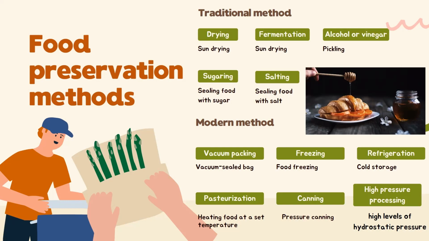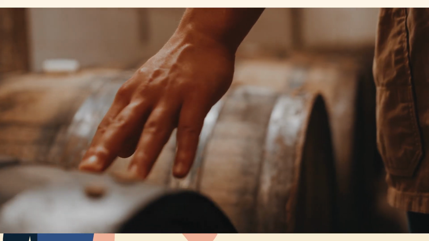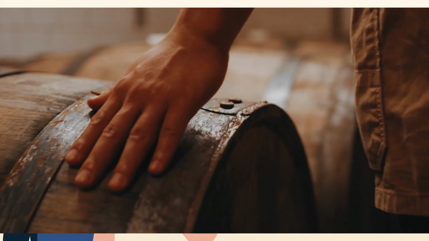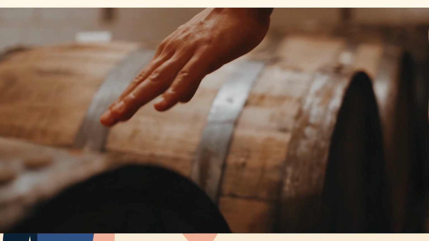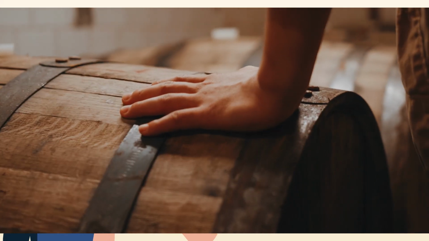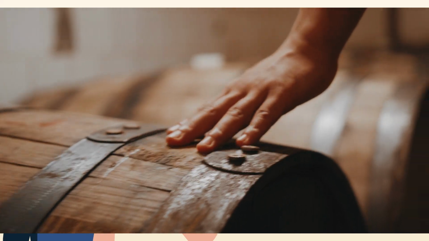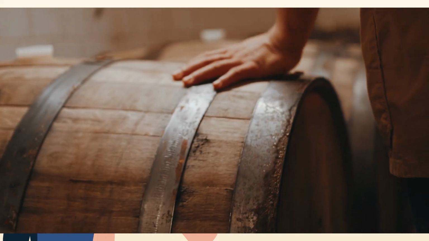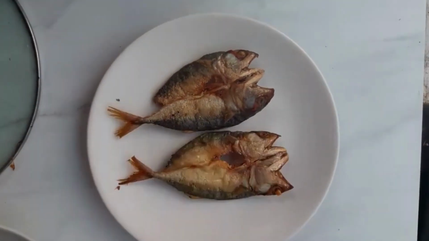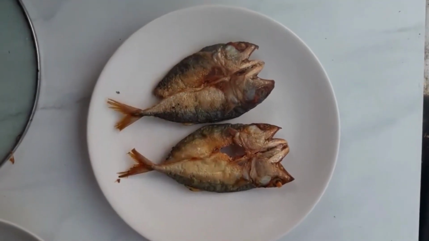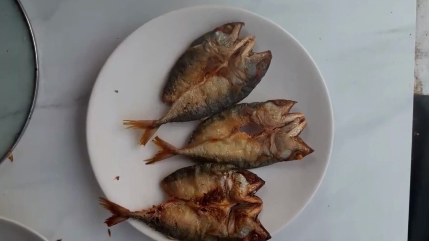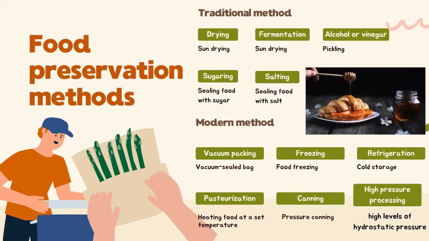Fifth is salt curing. Salt has been used for centuries to preserve meats and fish. The salt draws out moisture from the food, creating an inhospitable environment for microorganisms. Salted meats, like salted fish and cured hams, are common examples.